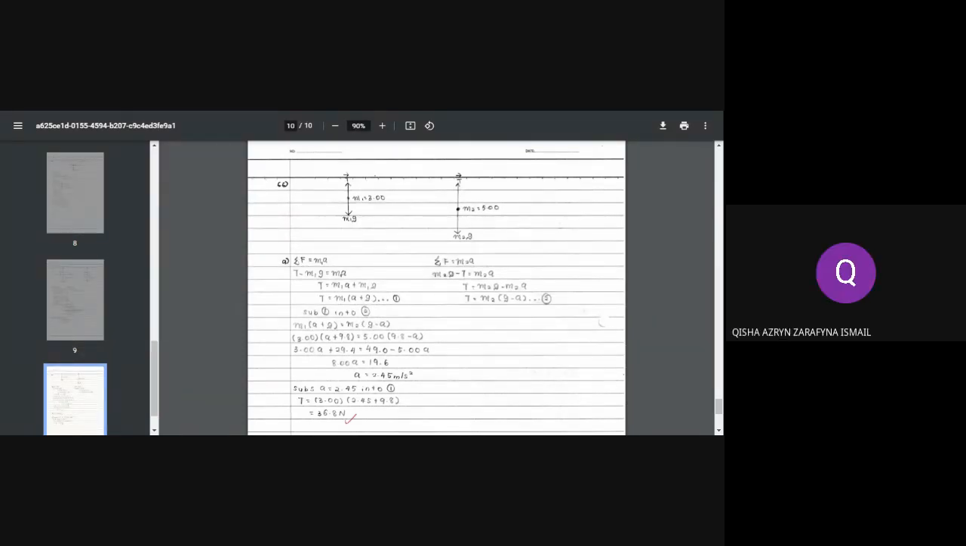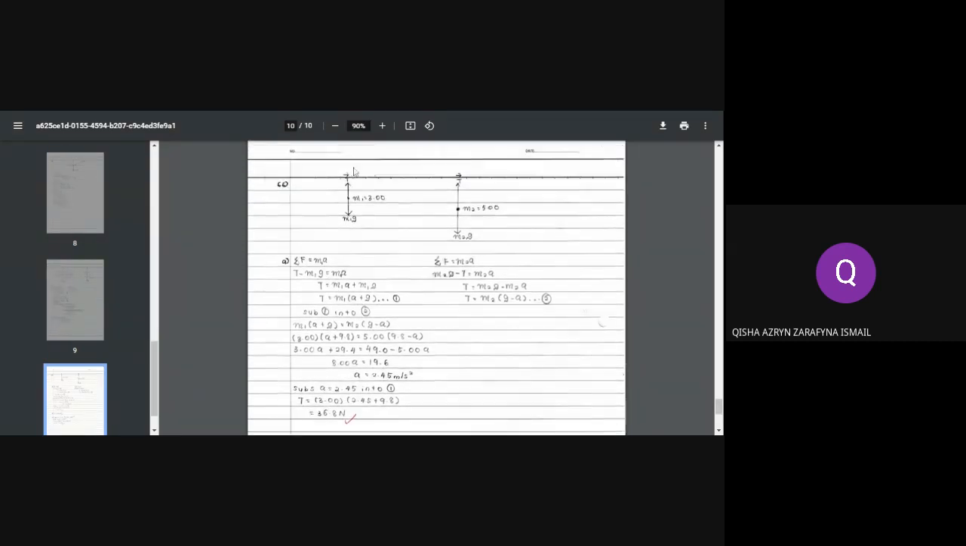Okay, so the question is, two objects with masses of 3 kg and 5 kg are connected by a light string that passes over a frictionless pulley, as in figure P4.38. Determine A, the tension in the string. So this is the free body diagram. So for A, we need to find the tension in the string.